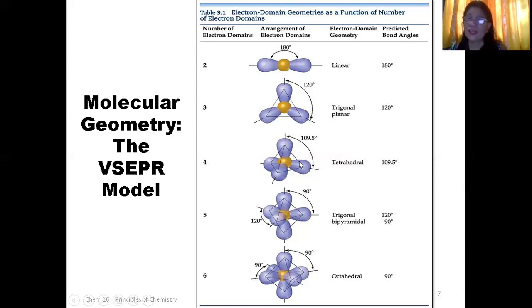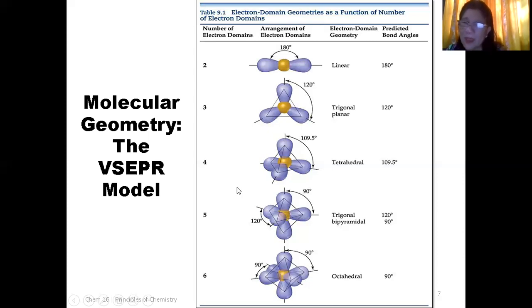For the tetrahedral, how many electron domains? There will be 4. You start at the center, right? There will be 1. This is the first pair, 1, then 2, 3, 4. There will be 4 electron domains.